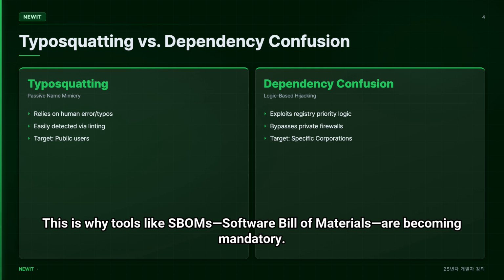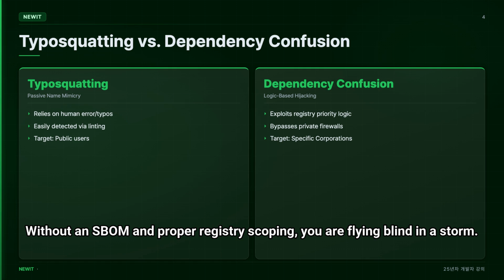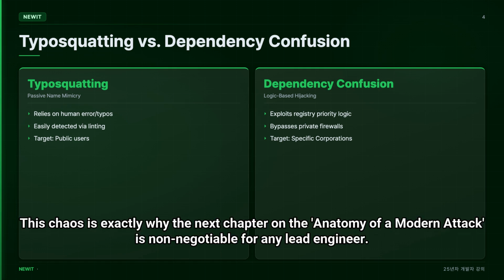This is why tools like SBOMs, software bills of materials, are becoming mandatory. An SBOM is like an ingredient list for your software. It tells you exactly what is inside, where it came from, and who signed it. Without an SBOM and proper registry scoping, you are flying blind in a storm. This chaos is exactly why the next chapter on the anatomy of a modern attack is non-negotiable for any lead engineer.